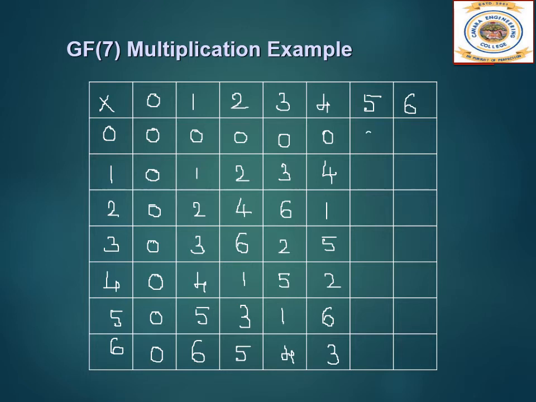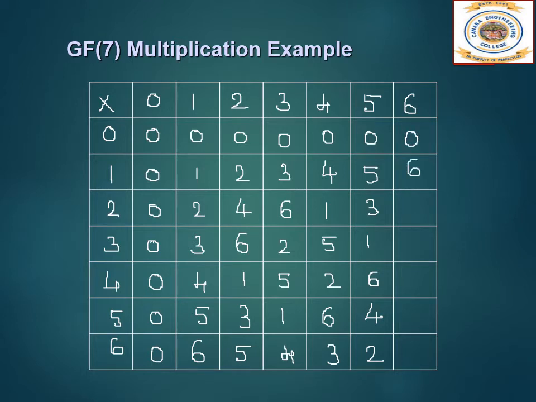5 into 0 is 0. 5 ones are 5. 5 twos are 10, 10 mod 7 is 3. Next, 5 threes are 15, 15 mod 7 is 1. 5 fours are 20, 20 mod 7 is 6. 5 fives are 25, 25 mod 7 is 4. Then 5 sixes are 30, 30 mod 7 is 2. 6 zeros are 0. 6 ones are 6.